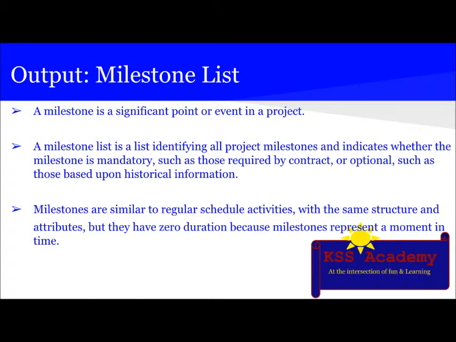Then the last output is milestone list. A milestone is a significant point or event in a project. A milestone list is a list identifying all the project milestones and indicates whether the milestone is mandatory, such as those required by contract, or optional, such as based upon historical information. Milestones are similar to regular activities with the same structure and attributes, but they have zero duration because milestones represent a moment in time.